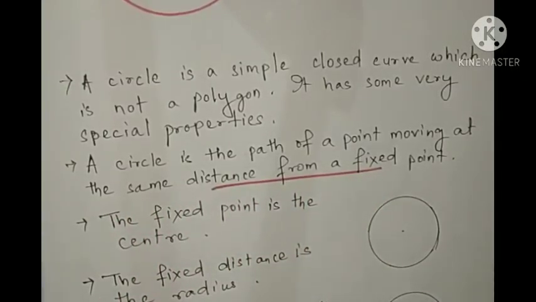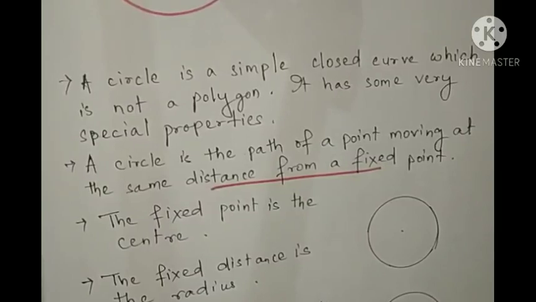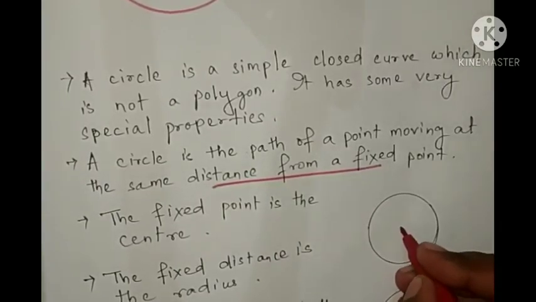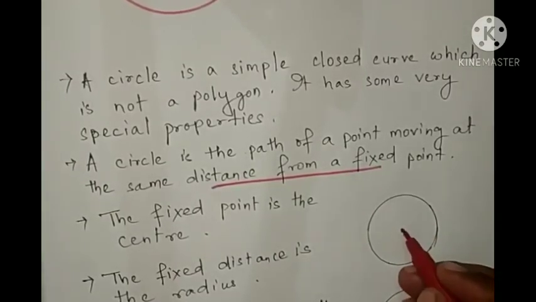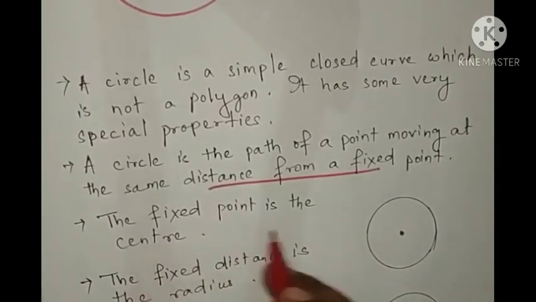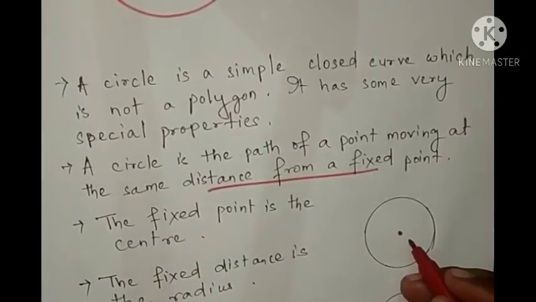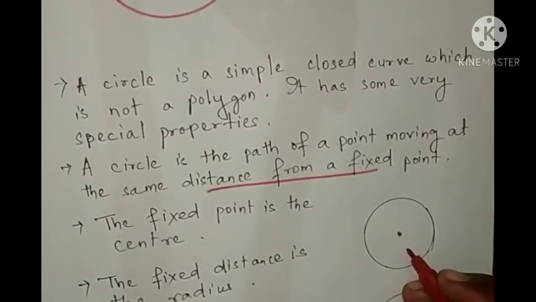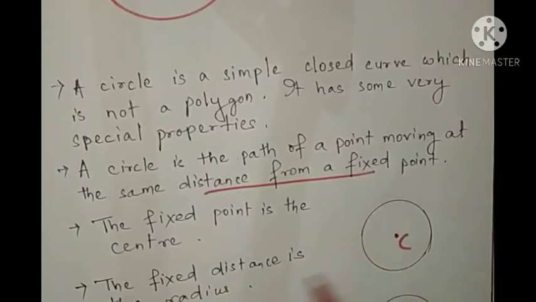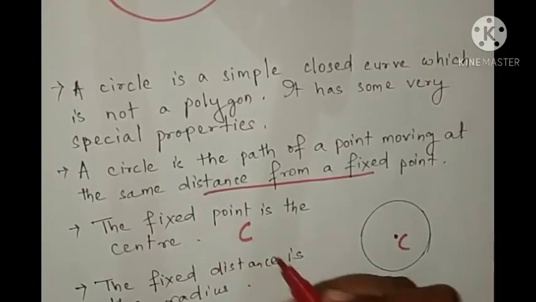Let's see some properties or special features of a circle. First is the center. Center is what? Where we fix the point, the fixed point. The fixed point is the center. We can name it with a capital letter like C or O. So here the center is C.